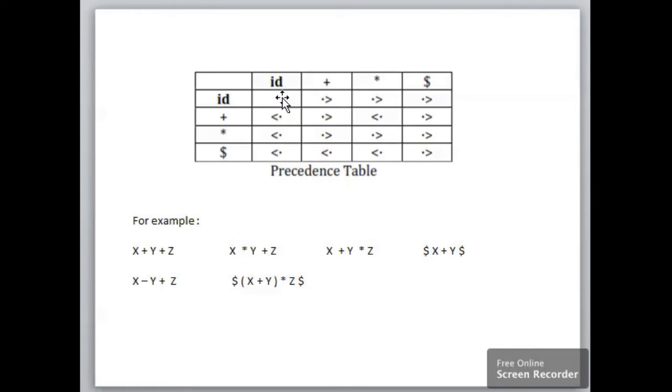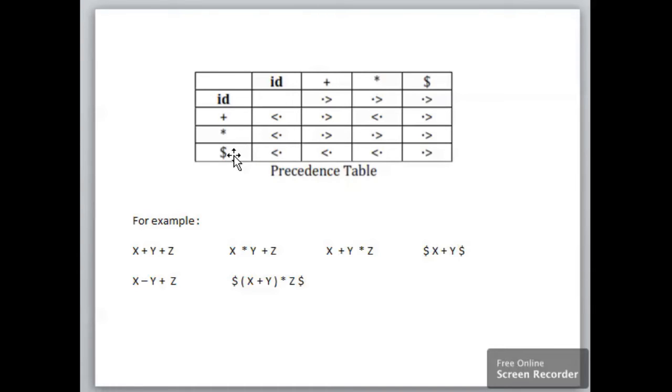Now id and id we have put as blank. The reason is that we can't have an input that is id and id. The id would be reduced to E, and this id would also be reduced to E. It means that you would have an input as E and E, and as per the operator grammar we can't have two adjacent non-terminals.